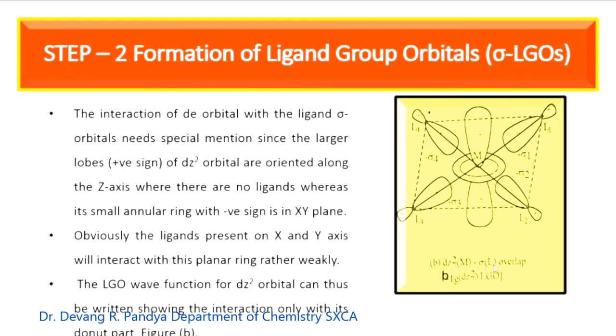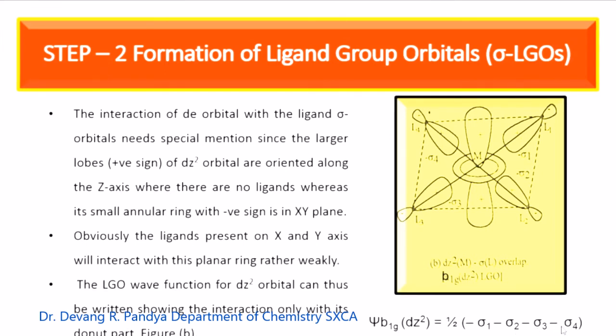So that is also going to form sigma overlapping, and a B1G dz square LGO is going to be formed by this. And that's going to give a wave function psi B1G dz square as 1 upon 2 times minus sigma 1 minus sigma 2 minus sigma 3 and minus sigma 4, because all the ligands 1, 2, 3 and 4 have interaction with this minus lobe spread on the x and y axes. That is why all these symbols are minus.